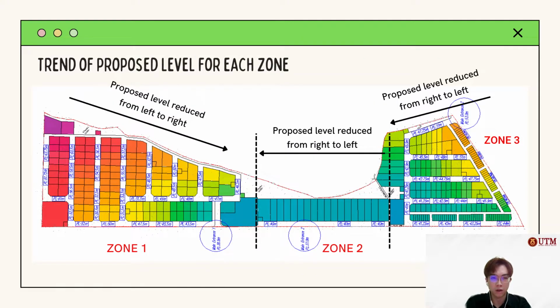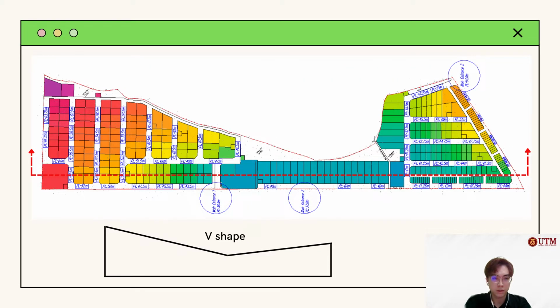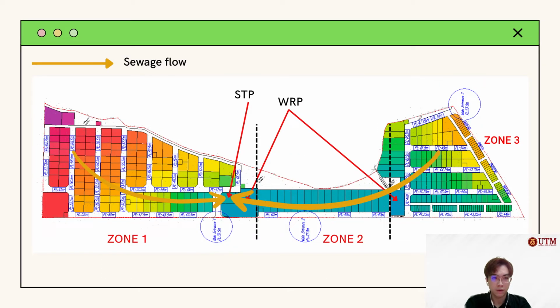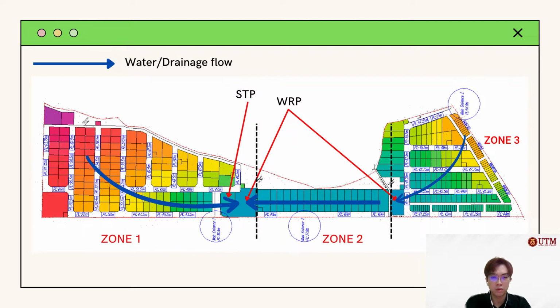This is our trend of proposed level for each zone. For Zone 1, the proposed level reduces from left to right, while for Zone 2 and 3, the proposed level reduces from right to left. When we cut horizontally at that section, we can get a V shape. For sewage flow, the sewage from Zone 1, Zone 2, and Zone 3 flows to the STP shown in the figure. For water flow, water from Zone 1 and Zone 2 flows to the WRP near main entrance 1, while the water from Zone 3 flows to the second WRP shown in the figure.